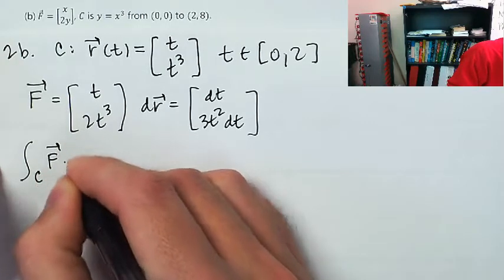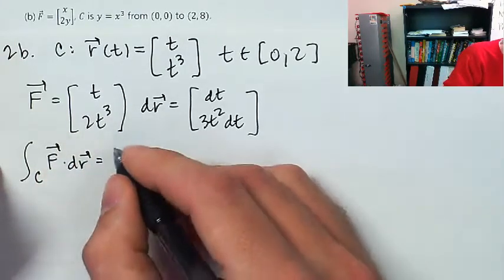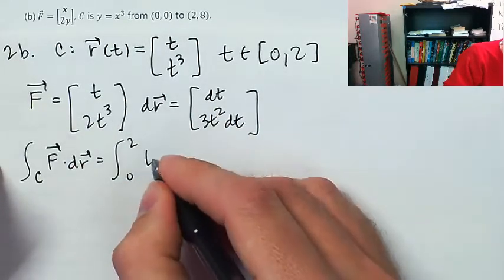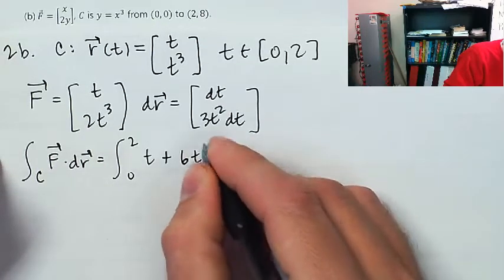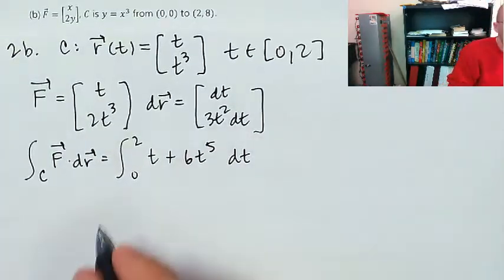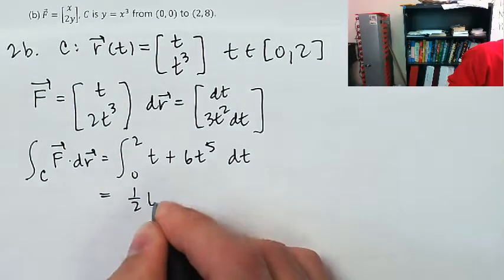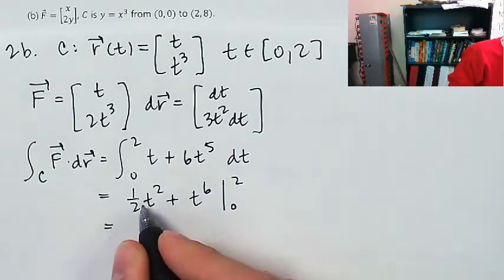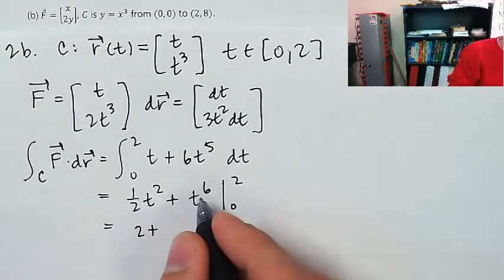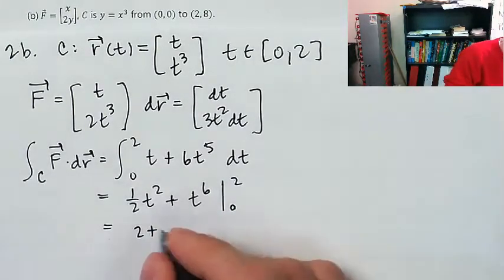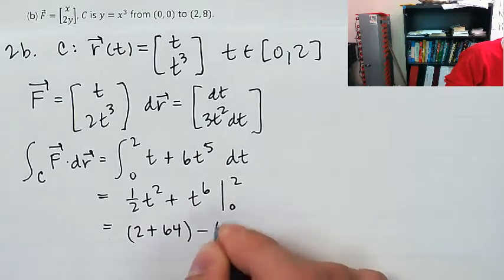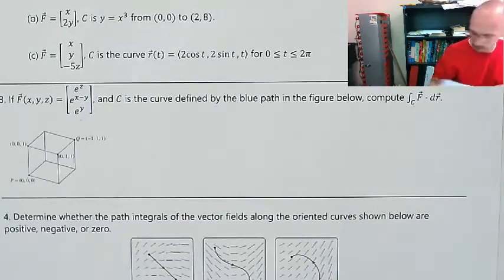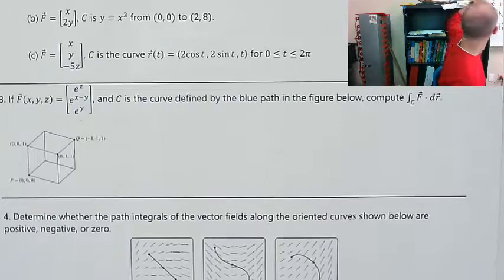So the integral over C of f dotted with dr is going to be the integral as t runs from 0 to 2. F dotted with dr is going to be t plus 6t to the 5 dt. That's nice. And this will be 1/2 t squared plus 1t to the 6th, t runs from 0 to 2. So half of 2 squared plus 2 to the 6, 64. Okay, and that's going to be 66. So I'm going to probably need a whole sheet for this one.